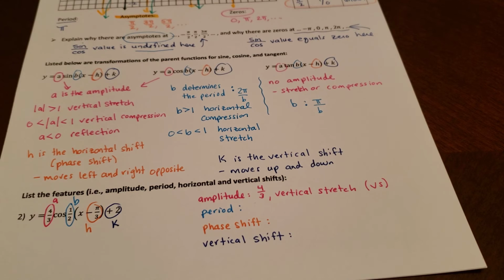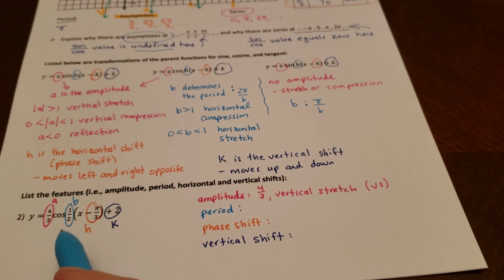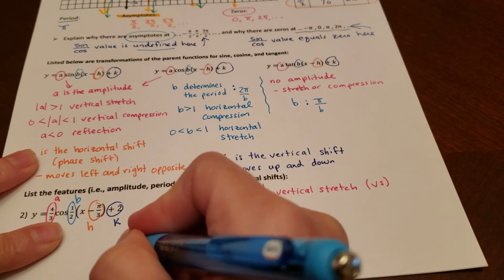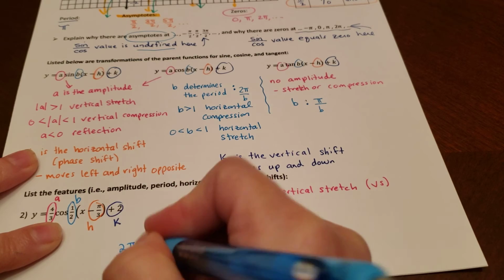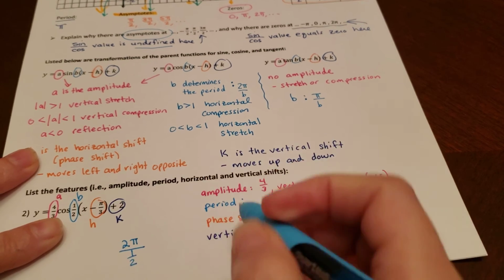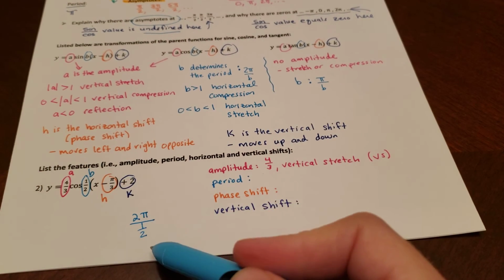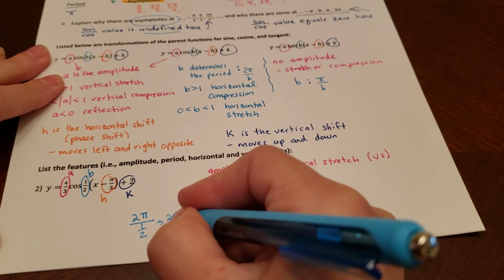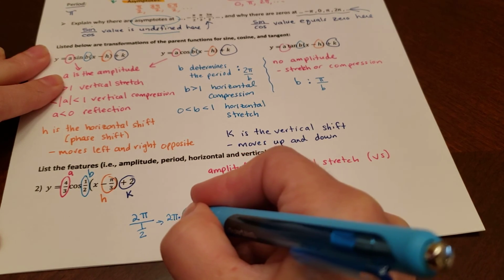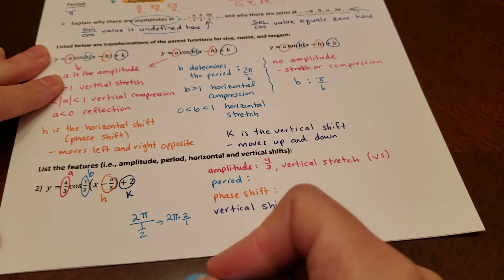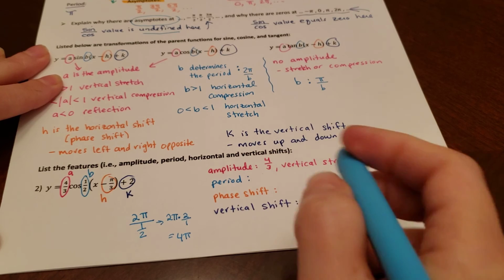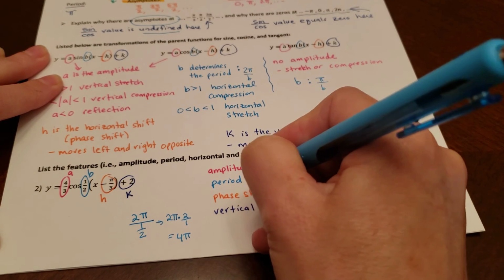For the period, it's cosine, so we're going to do 2 pi over b. Let me do that over here. So 2 pi over, and we have a 1/2. So whenever you're doing a number with a fraction, remember what that really is. It really is 2 pi times 2 over 1, because you flip the bottom, so that's going to give you 4 pi. So our period is 4 pi.